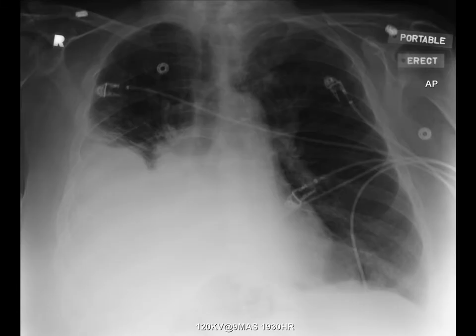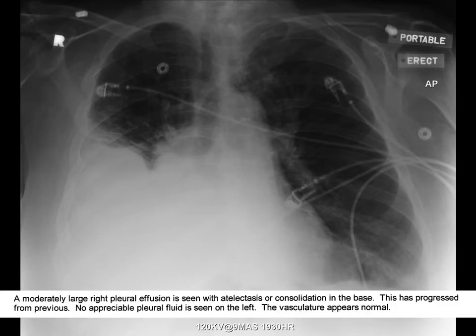You're seeing a gentleman, mid-70s, and he's coming in with shortness of breath. And you look at his old x-rays, and they say that he has a pleural effusion there, and you get this image, and then you get the formal report, which says a moderately large right-sided pleural effusion is seen with atelectasis or consolidation in the base.